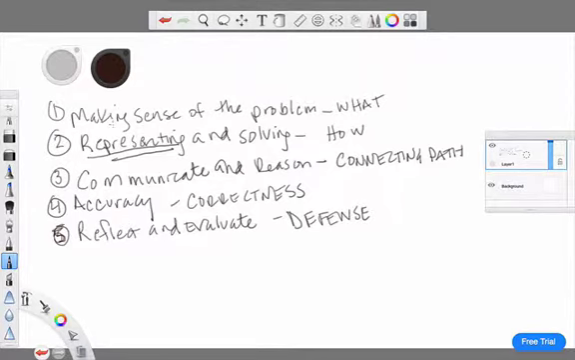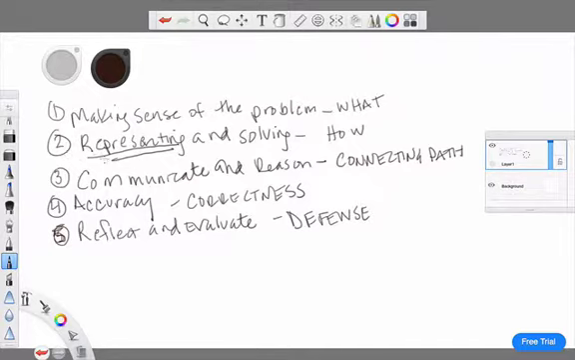So first of all, you're going to be graded on making sense of the problem, which is the what. And what that means is that you turn the word problem into numbers or symbols, and you use mathematics that actually fits the problem. So you want to make sure whatever formulas you're going to be using to solve the problem actually make sense for the problem. So that's pretty natural that you'd want to do that.